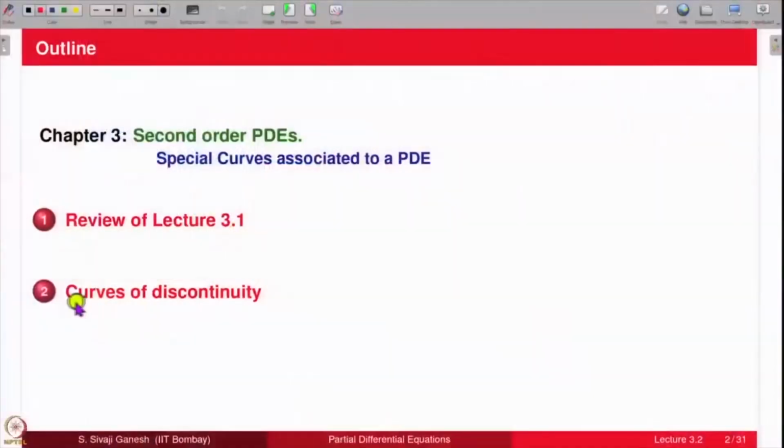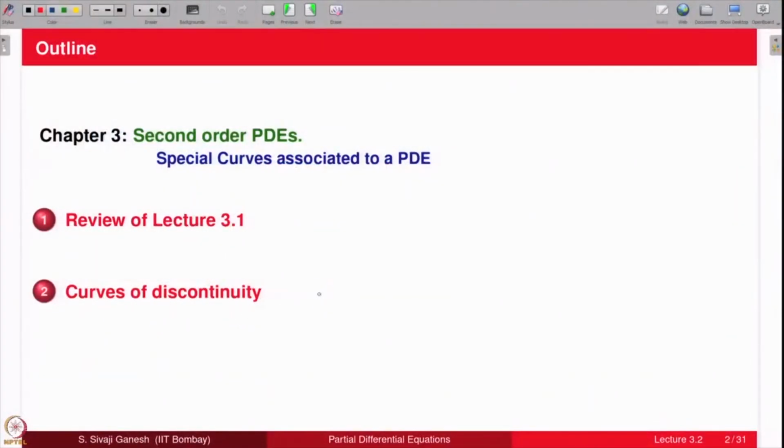In this lecture, we are going to discuss certain curves of discontinuity associated to second order quasi-linear partial differential equations. So, we start with a brief review of the lecture 3.1 and then we move on to discuss curves of discontinuity.